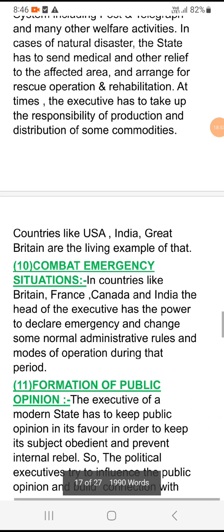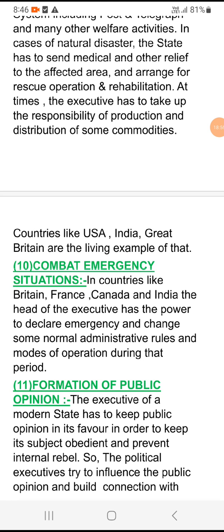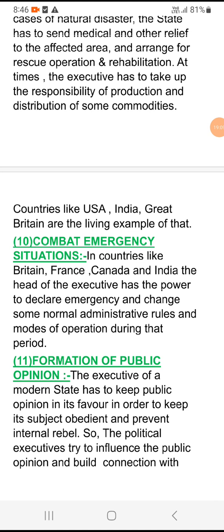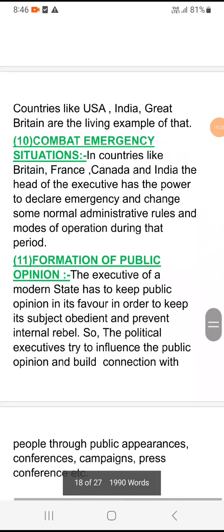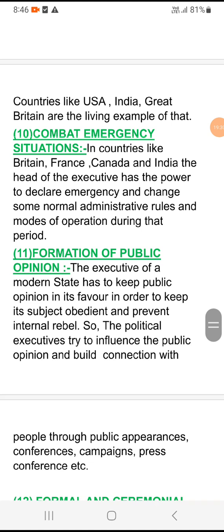Taking up responsibility of the production and distribution of some commodities includes rationing system or prohibiting various drugs and alcohol, etc. It means controlling the distribution of alcohol selling and other alike products selling, etc.